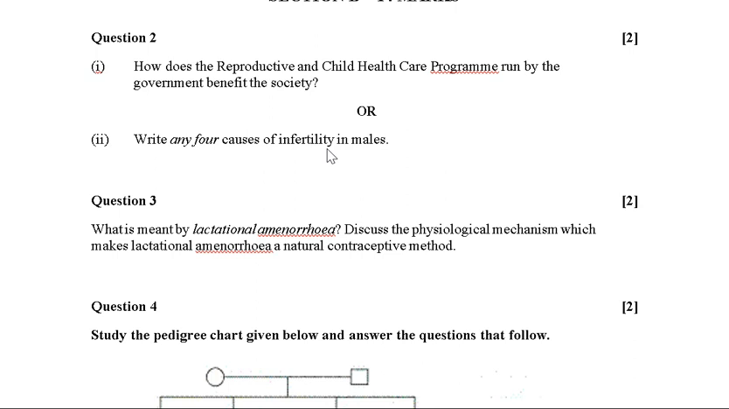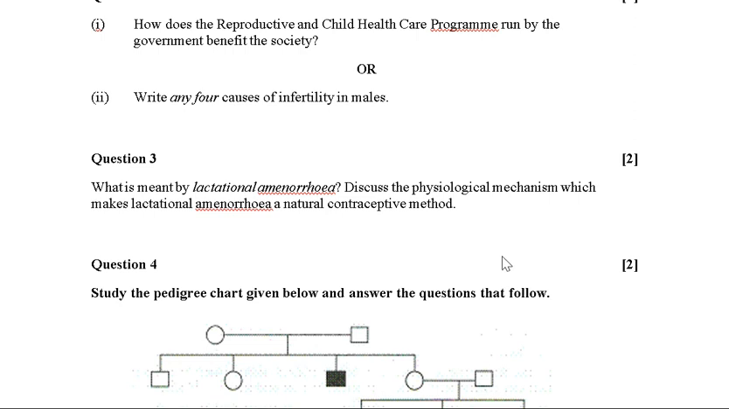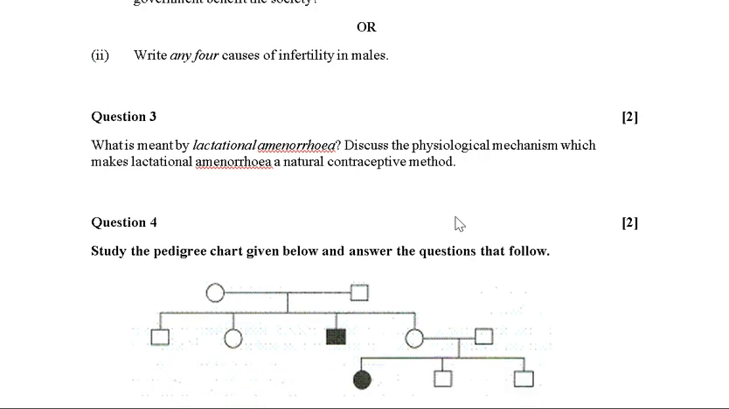Question number 3. What is meant by lactational amenorrhea? Discuss the physiological mechanism which makes lactational amenorrhea a natural contraceptive method. Here the term lactational amenorrhea means absence of menstruation during the period of lactation. It is found that ovulation and menstrual cycle do not occur during the period the mother is feeding the child, because prolactin hormone that stimulates milk secretion prevents ovulation by keeping low level of estrogen in the blood.